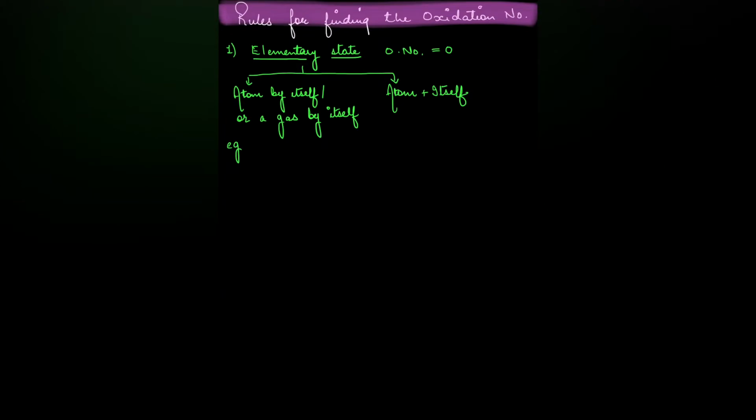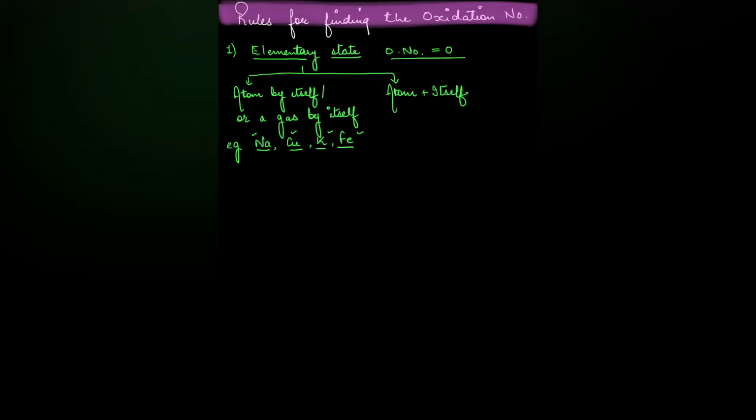For example, if we have sodium, copper, potassium, iron, now these are in the elementary state and these atoms will have the oxidation number that is 0. And if we consider the gas which is by itself, for example, if we have hydrogen, nitrogen or oxygen, then in this case also the oxidation number will be 0.